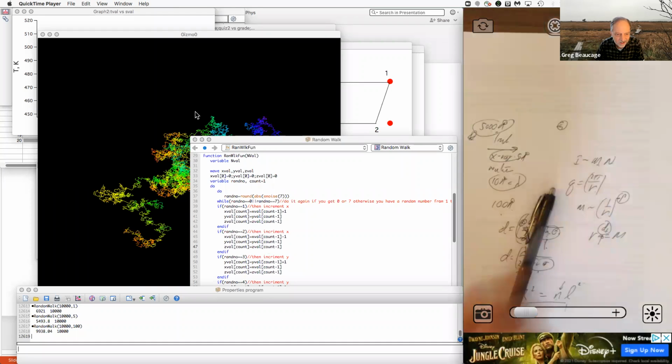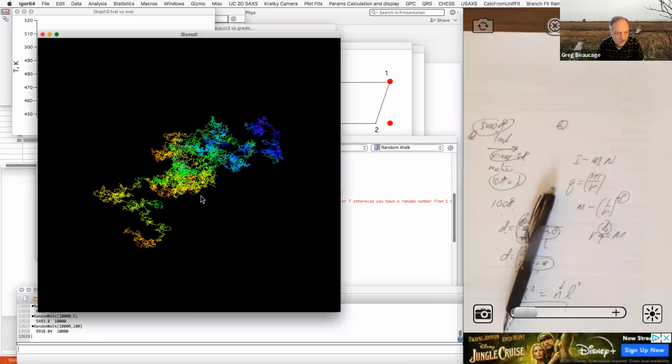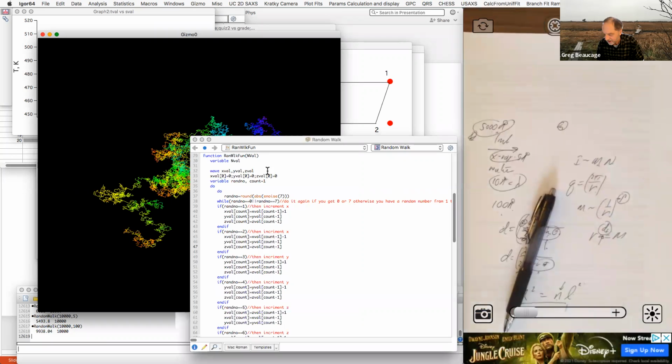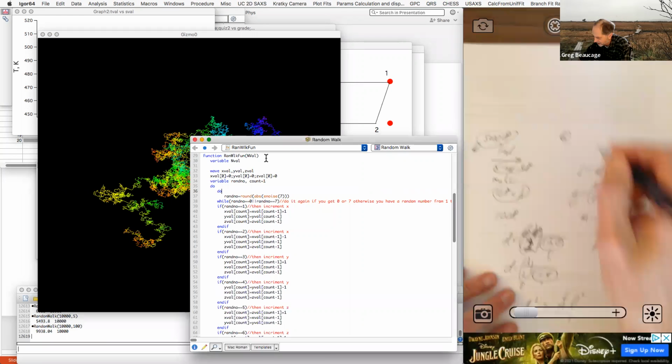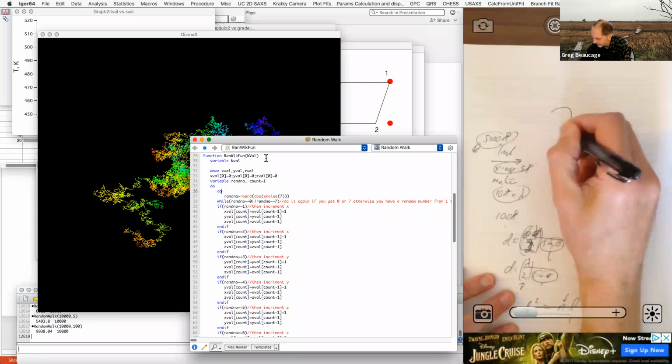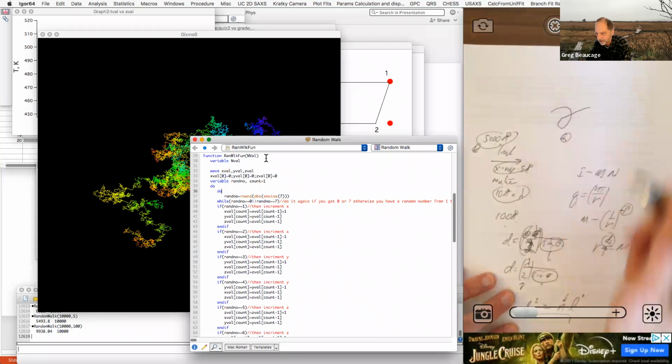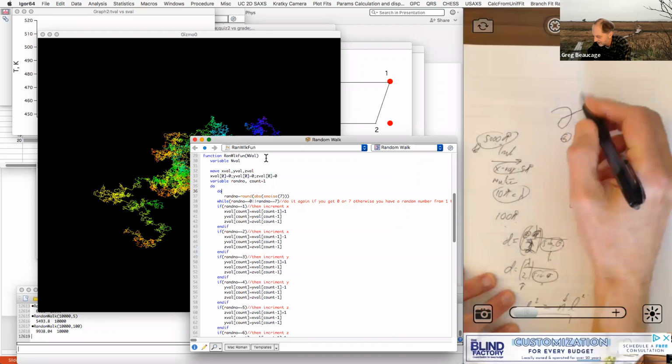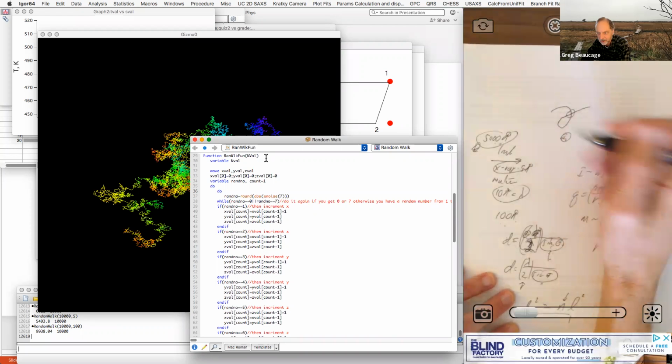So hopefully you can see where you can get a random walk out of this. The random walk has some problems. The way I wrote it, the chain can pass through itself. So it's a ghost chain. It can go right through itself because I haven't said you can't do that.